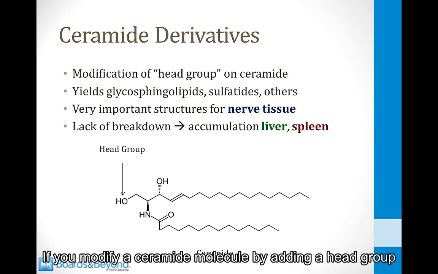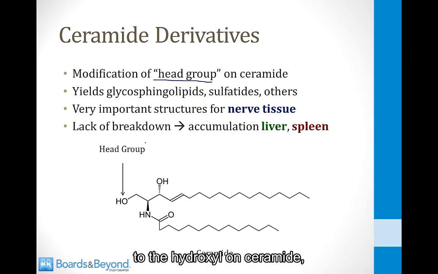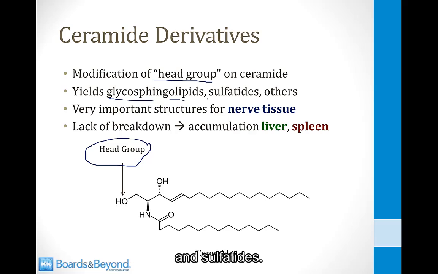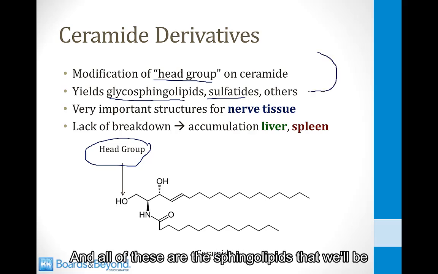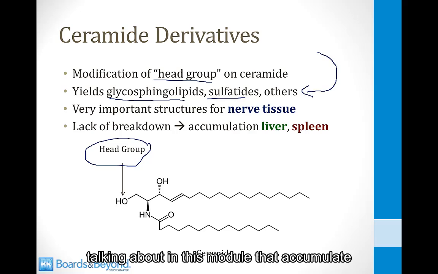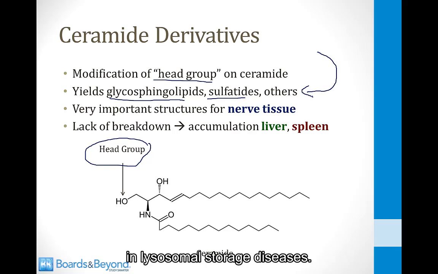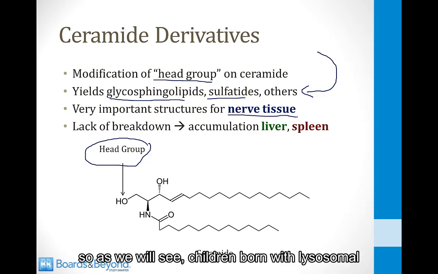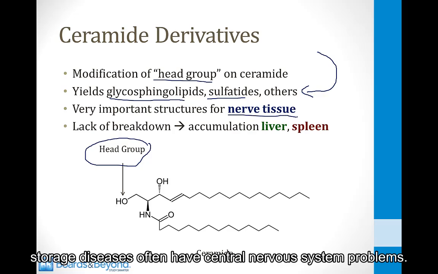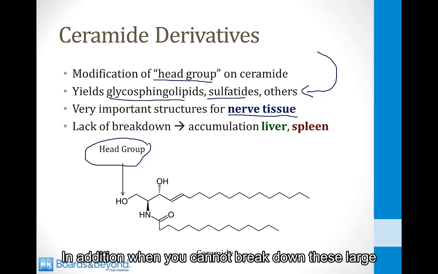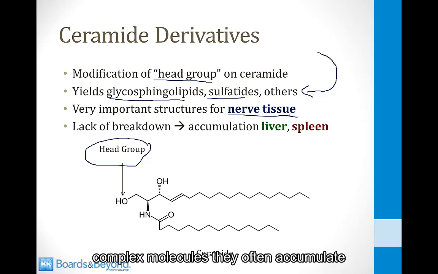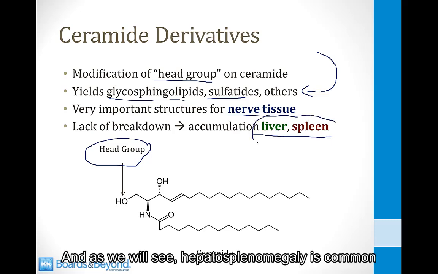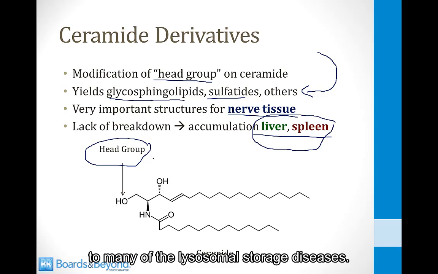If you modify a ceramide molecule by adding a head group to the hydroxyl on ceramide, you can get many other structures like glycosphingolipids and sulfatides, and all of these are the sphingolipids that we'll be talking about in this module that accumulate in lysosomal storage diseases. These complex molecules are very important for nerve tissue, so as we will see, children born with lysosomal storage diseases often have central nervous system problems. In addition, when you cannot break down these large complex molecules, they often accumulate in the liver and spleen. And as we will see, hepatosplenomegaly is common to many of the lysosomal storage diseases.